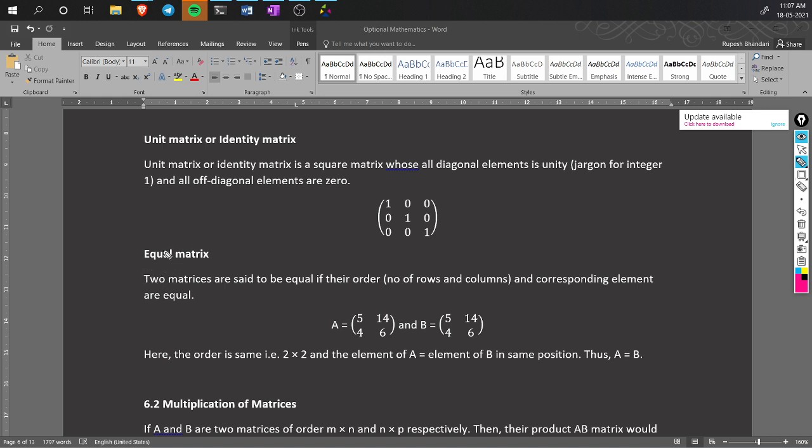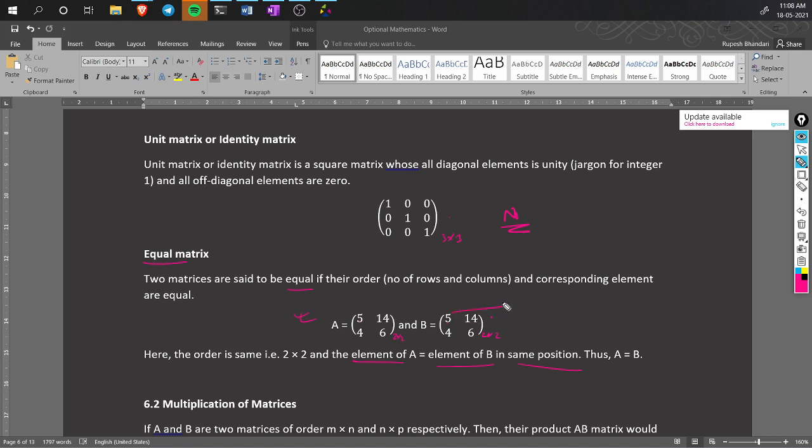What we have over here is an equal matrix. In order for matrices to be equal, they have to be of the same order, 2 by 2 and 2 by 2. If you ask whether this matrix and this matrix are the same, it's a big no, because this is 3 by 3 and this is 2 by 2. Another thing that should be satisfied is that the element of A and the element of the other matrix should be in the same position. In this example, there should be 5 over here and 14 over here as well.